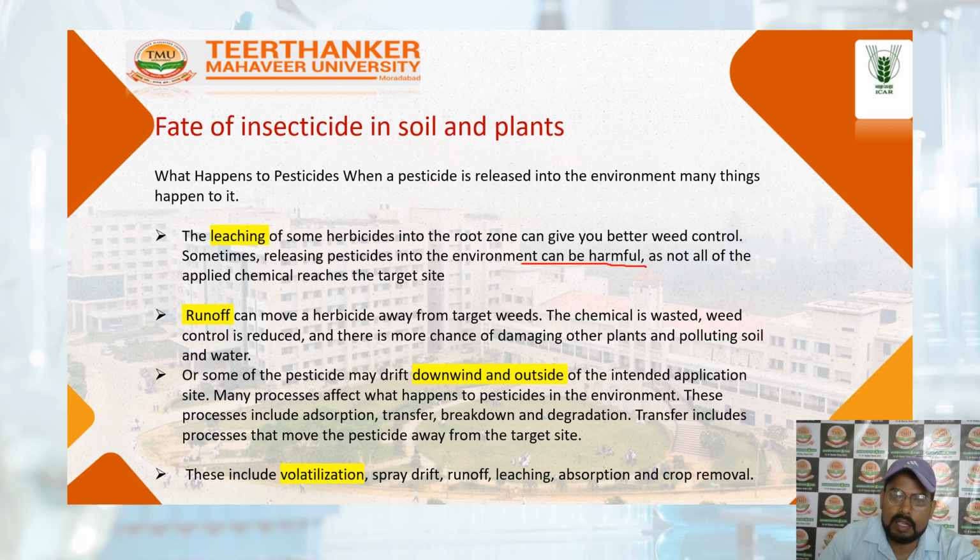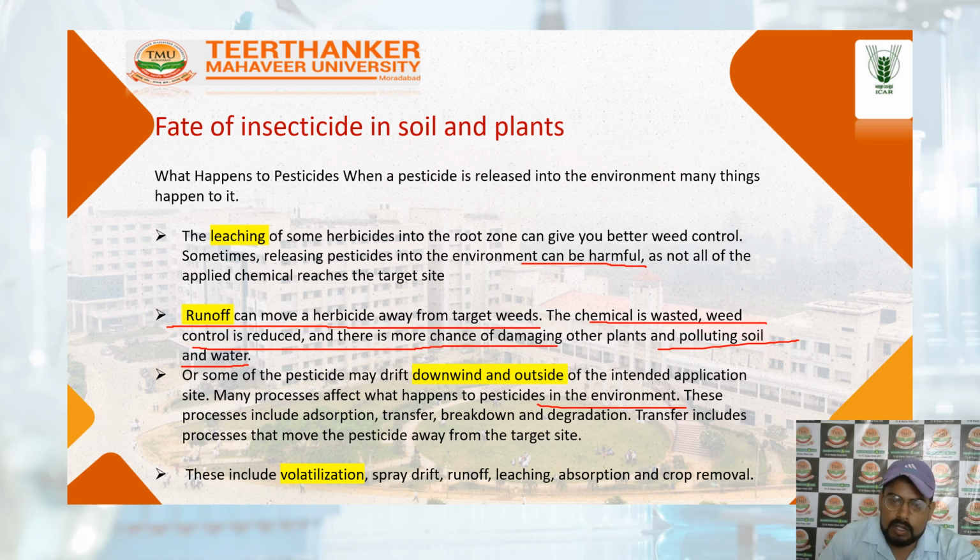So basically the chemical does not reach the targeted site. Next one is the runoff and the movement of herbicide in the targeted weed. So the chemical is washed away from the weed control residue, with more chance of damage, polluting the soil and water. So the movement downward and outside the application area has many effects on the pesticide and the environment, and the transfer to breakdown, the degradation.